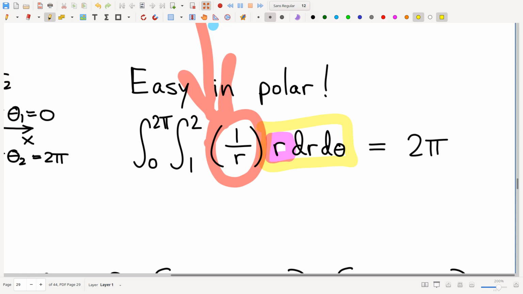Right? dr dθ by itself doesn't really make sense in the xy plane. It's not a thing. It's not part of the integral we were asked about. Don't write down stuff that doesn't make sense. It's a good general rule, right?